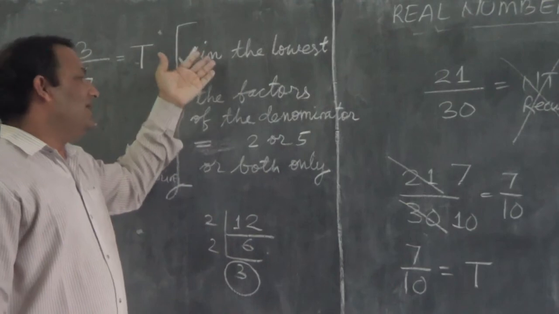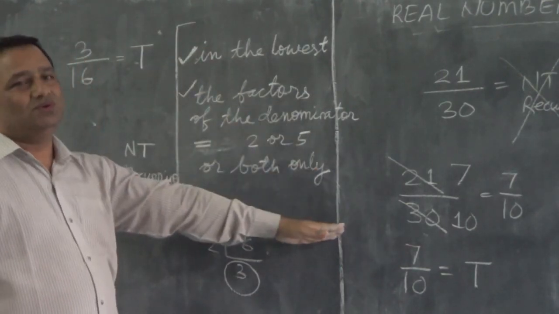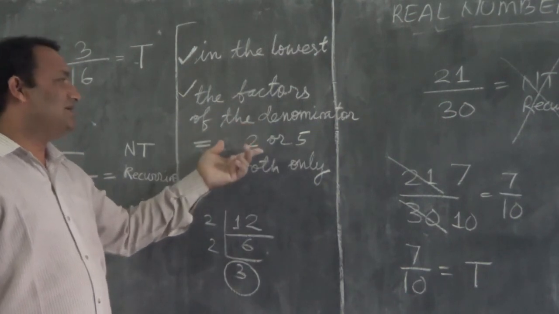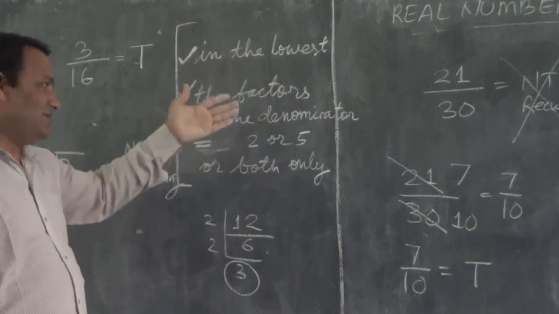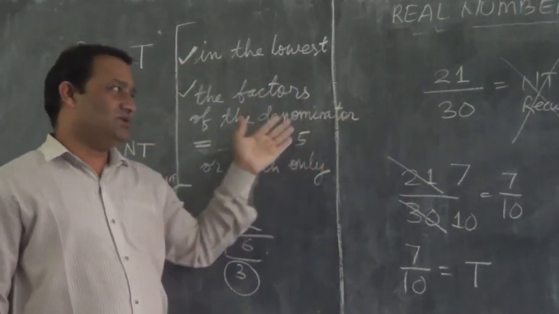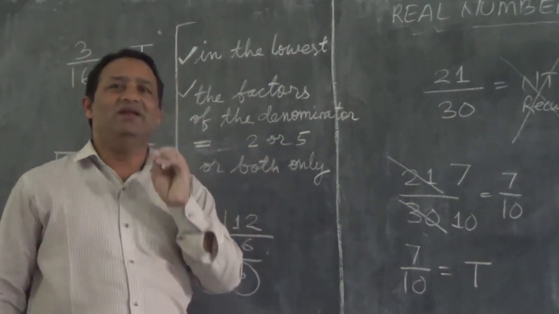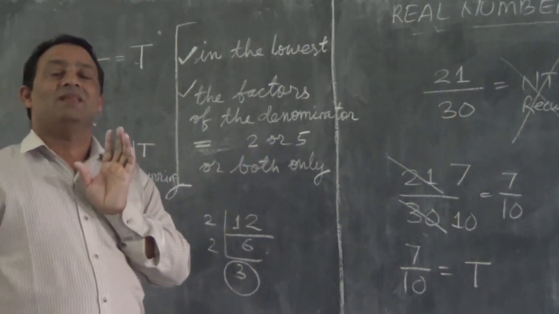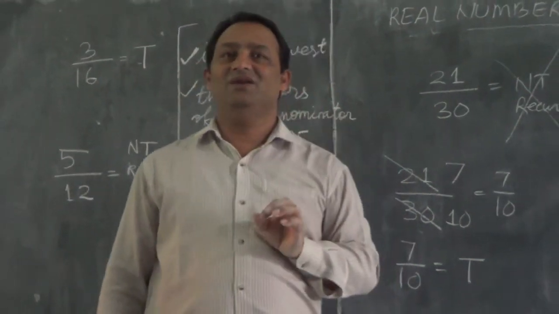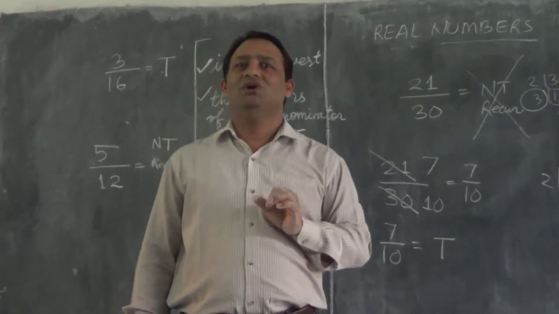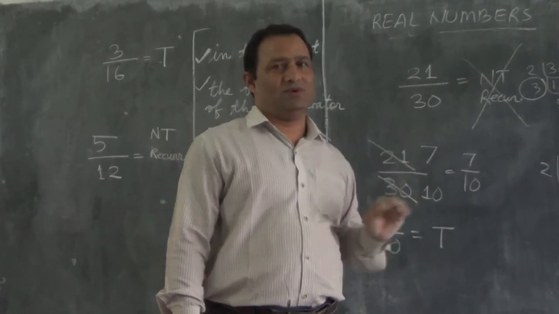So if it is not in the lowest term, reduce it to the lowest term, and only then check the factors of the denominator. Then you will always get the correct answer. We will solve some more problems on this in the next class. Today's homework is to write the solutions of the questions given in the exercise in your mathematics notebook, and tomorrow I will give you some more practice on this, then we can go forward. Thank you, children.